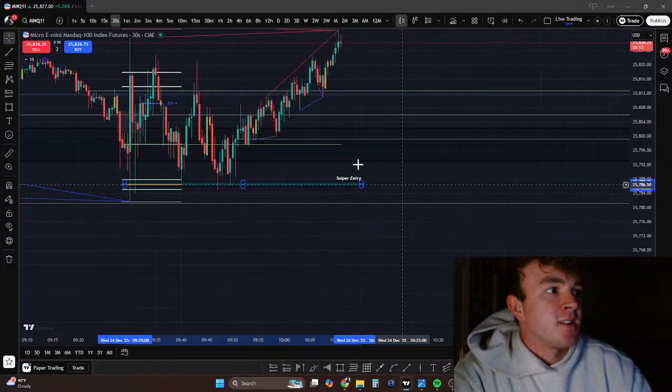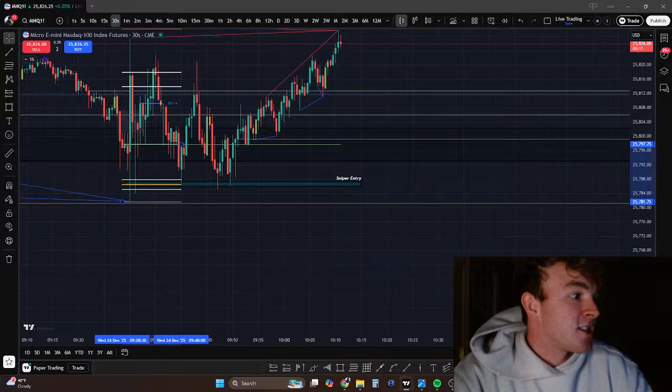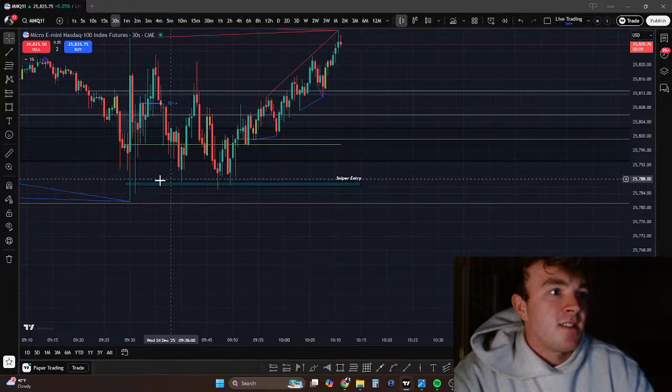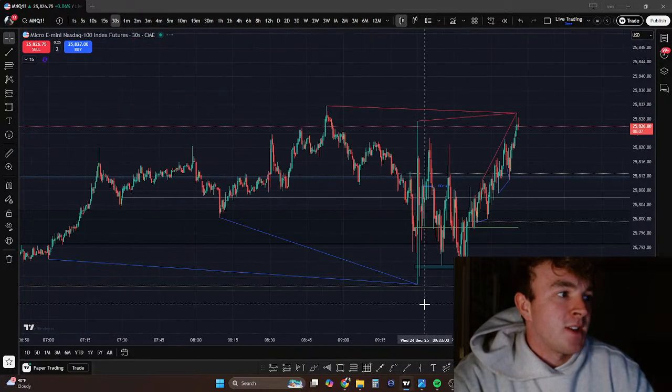Like you can see here, here's a 30-second change in state and sniper entry right there, measuring out OTE to the low.